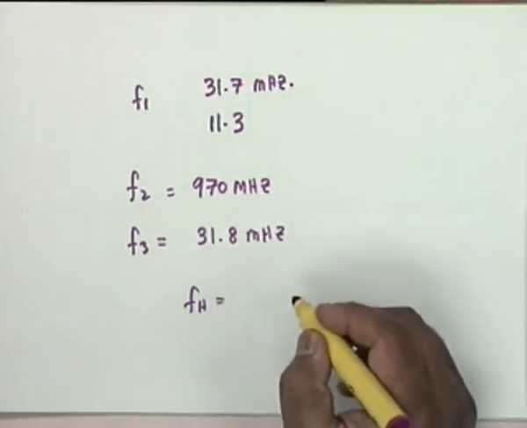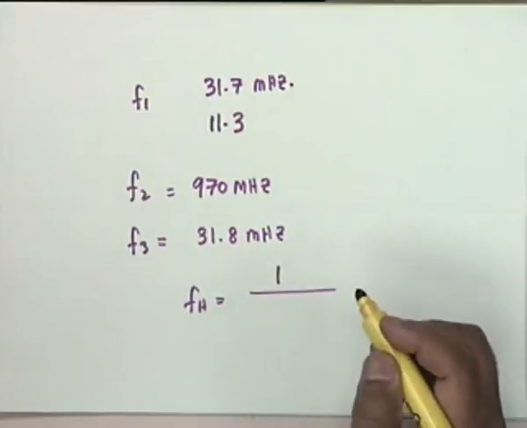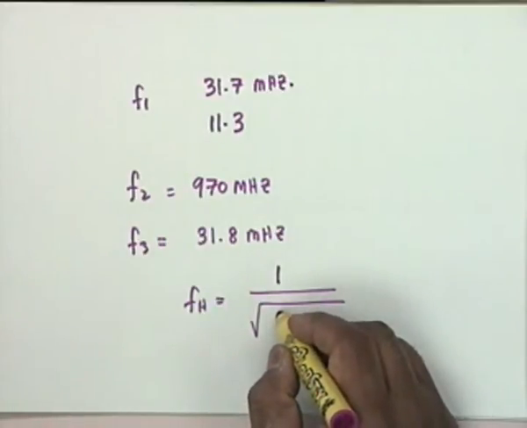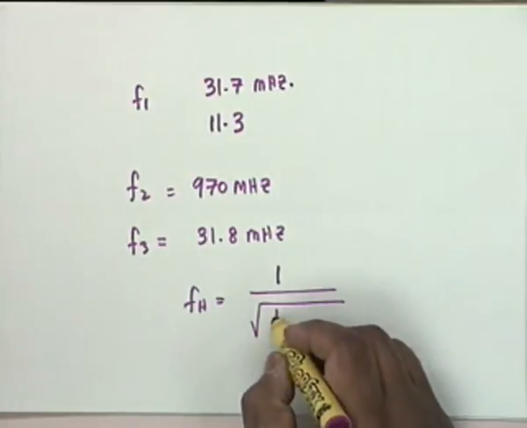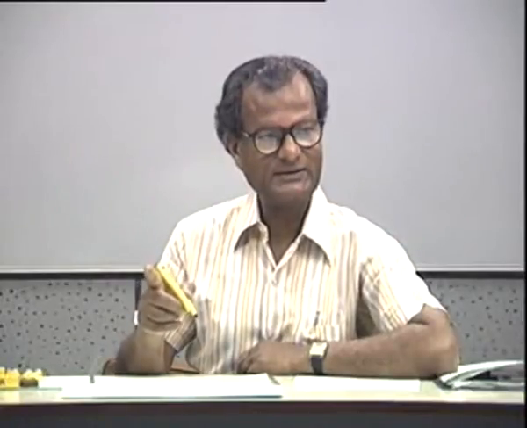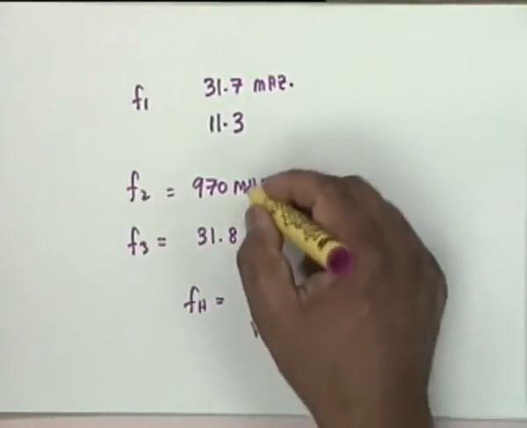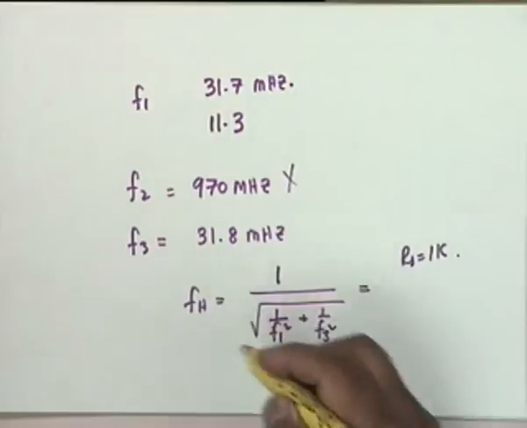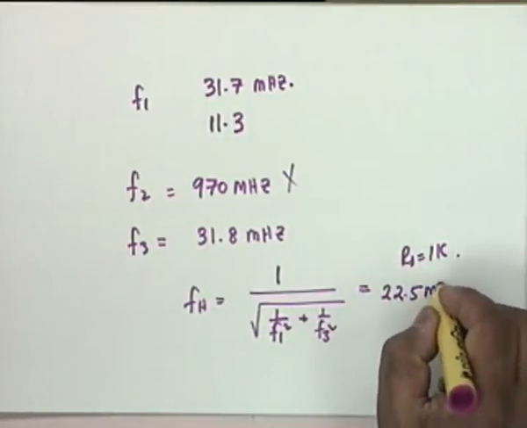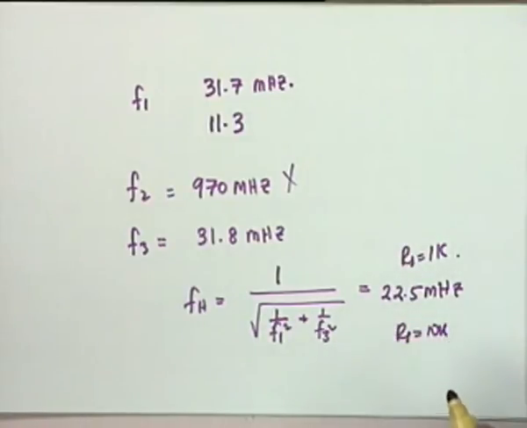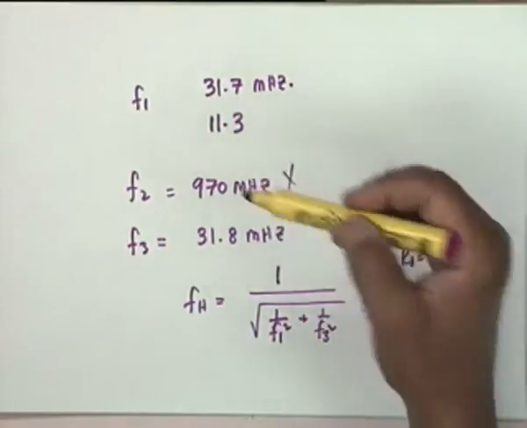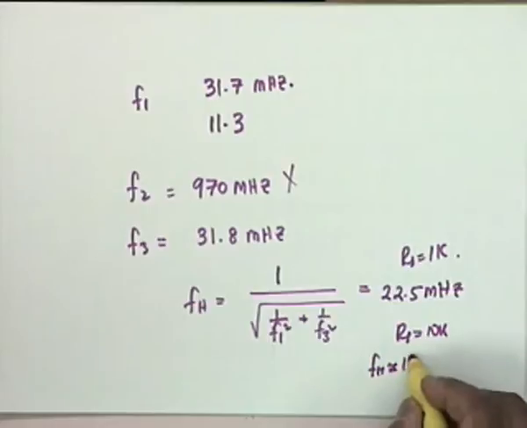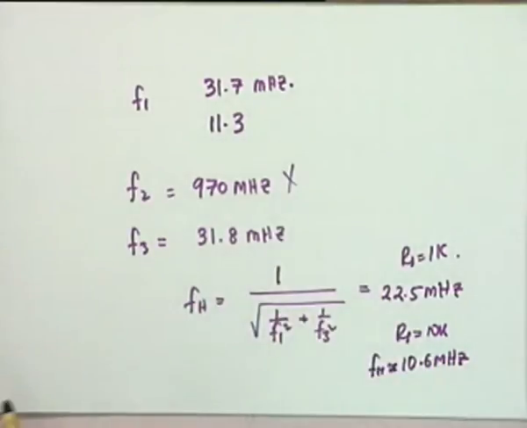And therefore, FH should be determined as 1 by square root of, can you tell me what should this value be? F1 squared plus F3 squared? No. 1 upon F1 squared. You must remember the taus add. So 1/F1 squared plus 1/F3 squared. You can as well ignore the F2 term. In the first case, when RS is 1K, they are comparable, and the result is 22.5 megahertz. Whereas if RS is 10K, then it should be approximately 11.3, because F3 is also 3 times higher now. The exact value is 10.6 megahertz, slightly less than 11.3.